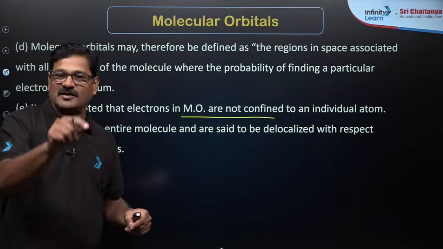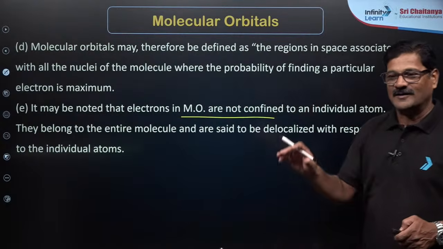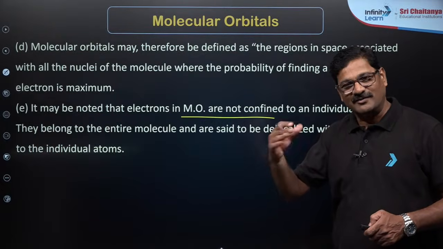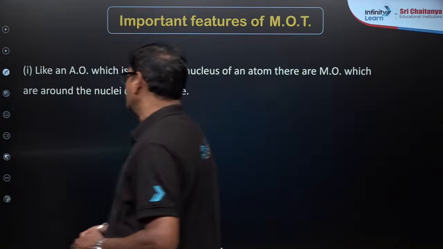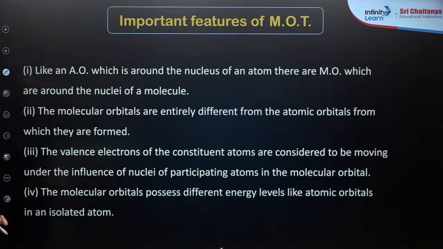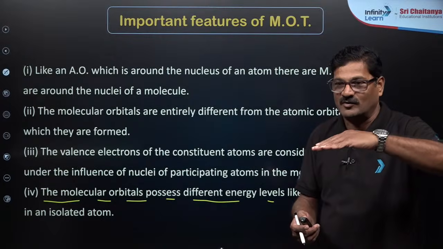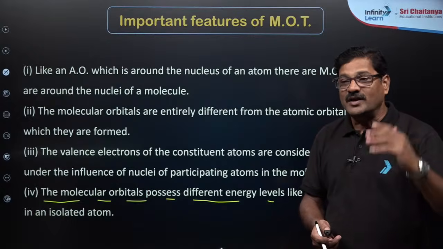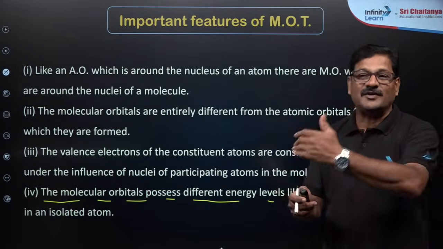Now it may be noted that the molecular orbitals are not confined to an individual atom. The molecular orbital is confined to the total molecule. So after formation of the molecule, electrons are no more an individual entity. It is a common property of the total molecule. That's what I want to say. The molecular orbital possesses different energy levels, just like atomic orbitals 1s, 2s, 2p, 3s, like that. Molecular orbitals also have the same scenario. So the arrangement we will see.